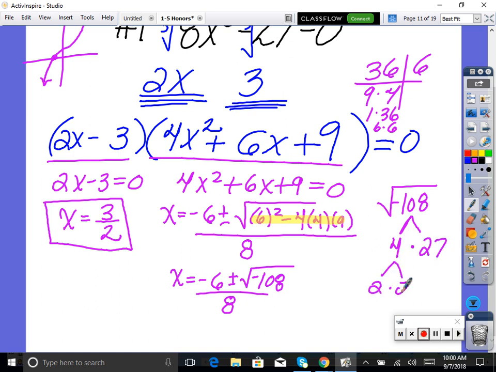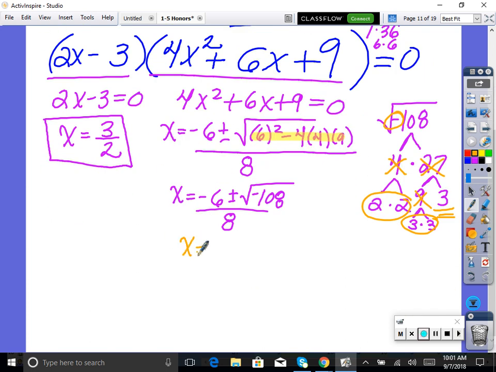Then 2 times 2, and then 27 is 9 and 3. And then 9 breaks down into 3 times 3. Watch what I do so I don't double dip. Cross out things that I've rewritten as something else. Okay, cool. Pair up groups of 2. Pull out a 2, pull out a 3, pull out a 9, right? So that would be 6i, everyone. Left would be a 3. So we have so far x is equal to negative 6 plus or minus 6i root 3 all over 8.